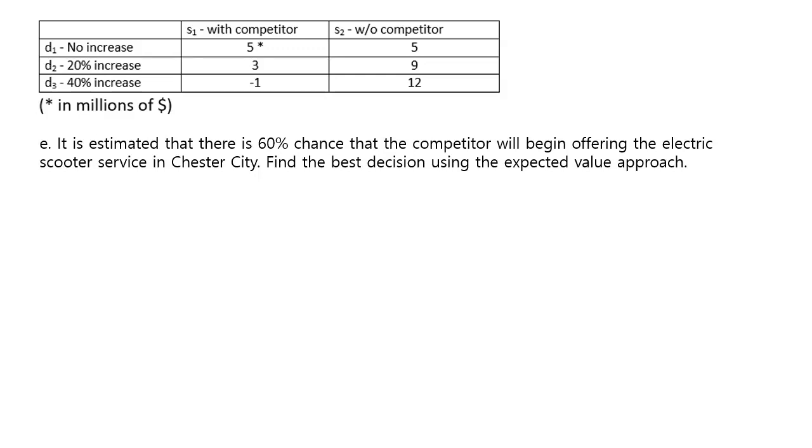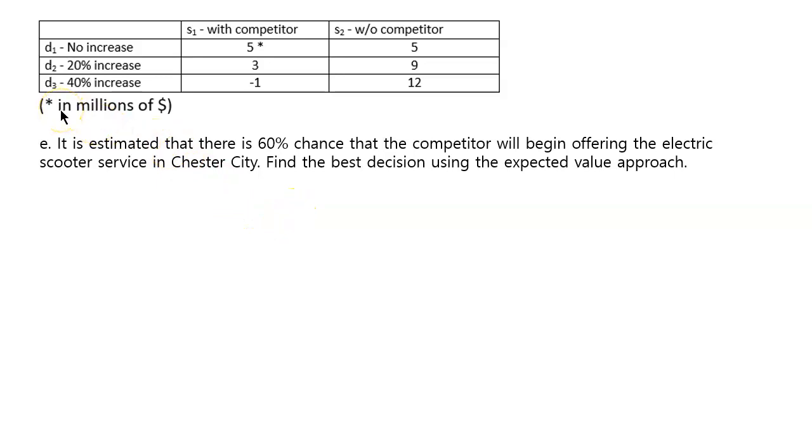An even more sophisticated approach for decision making is using probabilities. Now, let's say there are these three decisions, and there are two states of nature, where you may have a competitor or not have a competitor, and this payoff table is given.